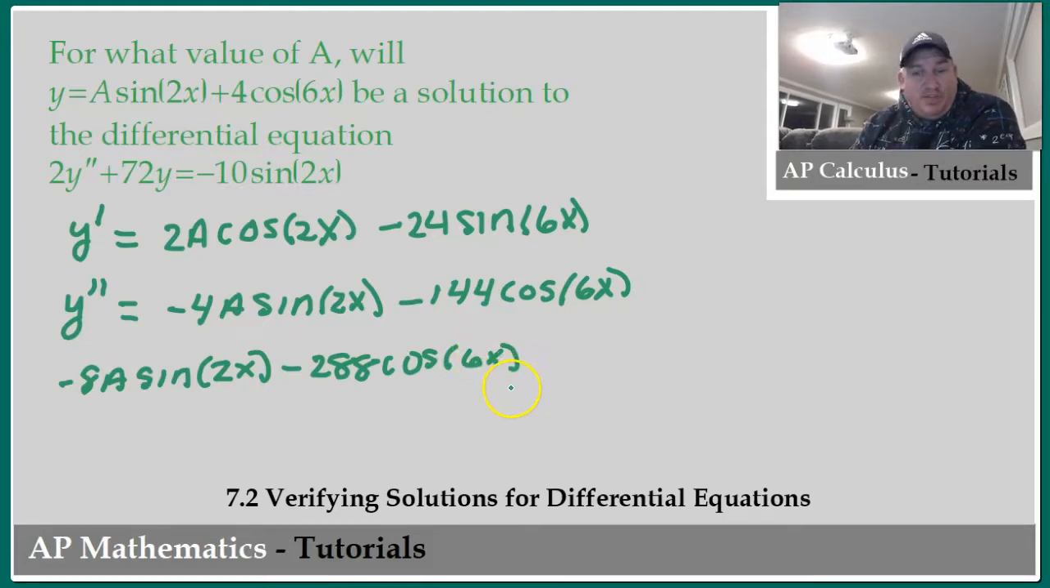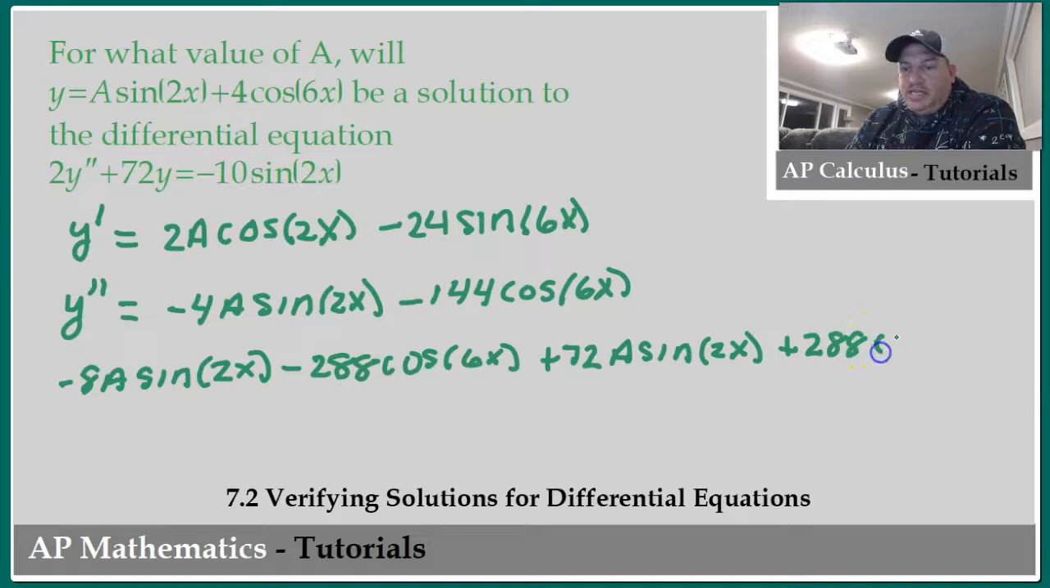Then we need to take 72 multiplied by the original function y. That will leave us 72a times sine 2x. And it looks like it works out perfectly because 72 times 4 is positive 288 cosine 6x. And that's my whole left-hand side of the equation.